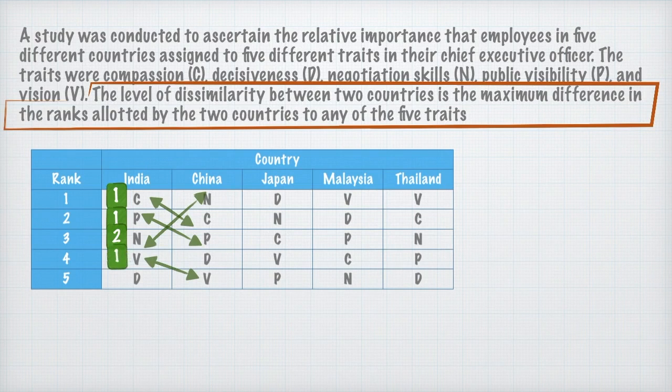V, again the difference is 1. By now, if I have tried it a couple of times, I should be able to see that it's only a matter of difference. I can spot it visually. So again, the difference is 1. And for D also, the difference is 1.